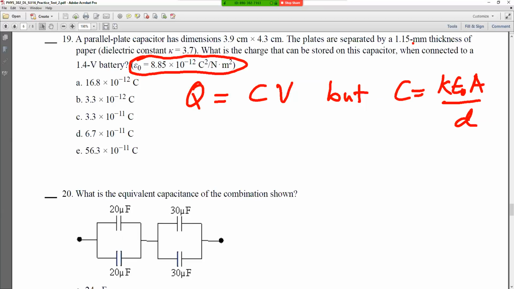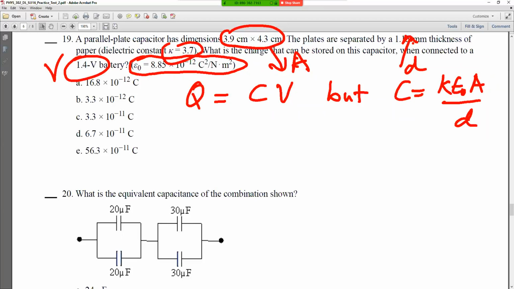And then, of course, you have your V, which is 1.4 volts. Okay, your D is 1.15. That's D. And from here, find A. That's your epsilon naught. That's your kappa. And that's your V. Okay. And so the correct answer for number 19 will be D if you do the calculations.